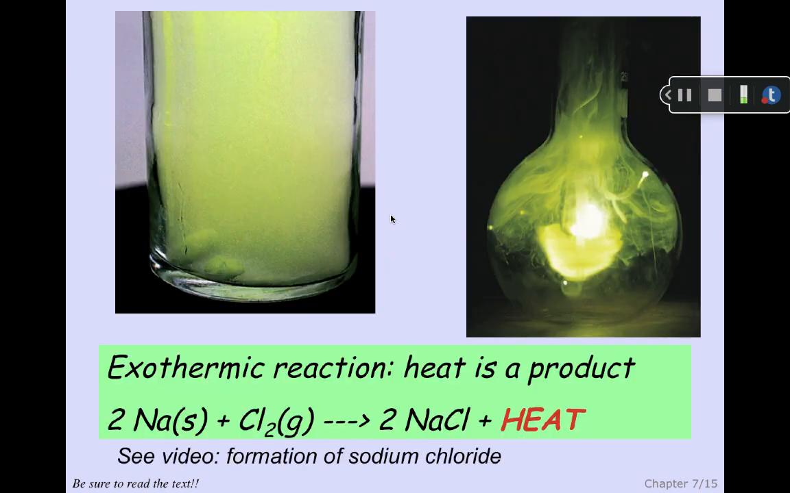Another exothermic reaction that was shown in class was the reaction of sodium with chlorine to make sodium chloride and giving off lots of heat. Again, exothermic. And so for this process, delta H is going to be which sign when it's exothermic? Less than 0, negative sign.